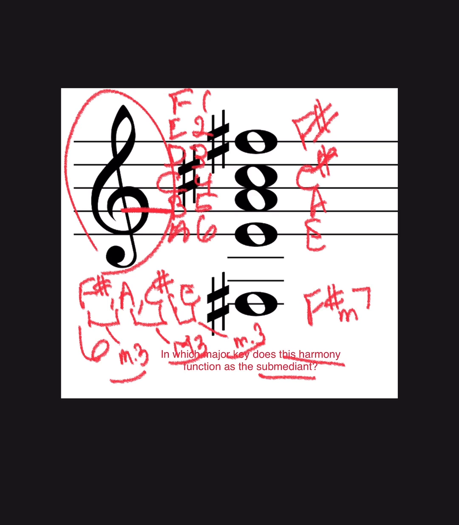So the major key in which F sharp minor functions as the 6th chord is A major.